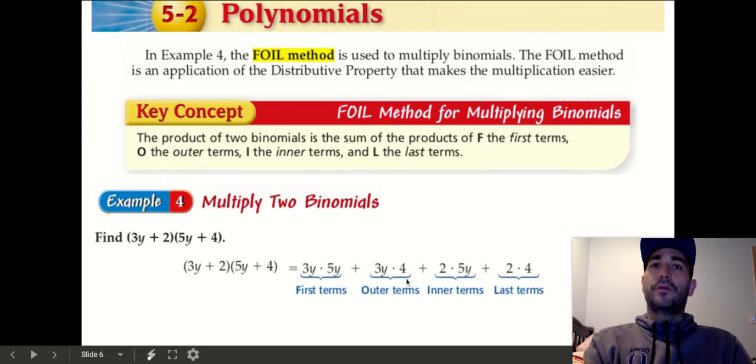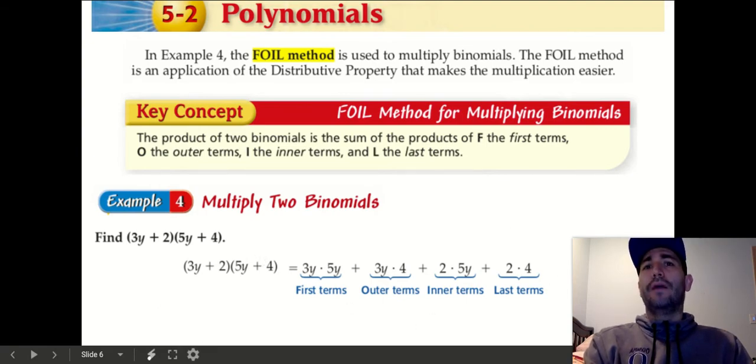My first term is multiplied, my outside term is multiplied, my inside term is multiplied, and my last term is multiplied. Really, all you're doing is kind of a rainbow method, where I'm multiplying the 3y times the two things in the second parentheses, then multiplying the 2 times the two things in the second parentheses.